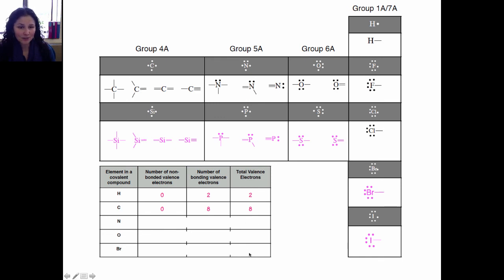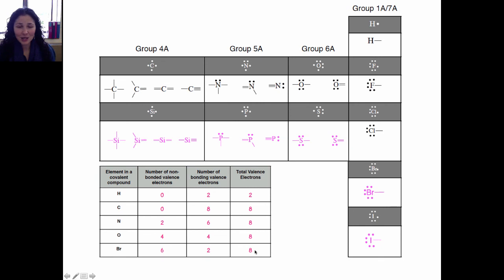So any of these other elements, hopefully you can guess that they will also try to fill their valence and get 8 electrons. So for nitrogen, hopefully you can see that there are 2 electrons that are non-bonded, and there are 6 that are part of bonds. That still gives you a total of 8 valence electrons. For oxygen, there are 4 non-bonded electrons, and there are 4 bonded electrons, giving you, once again, a total of 8. And for bromine or any of the halogens, there are 6 non-bonded electrons, 2 bonded electrons, and once again, a total of 8.